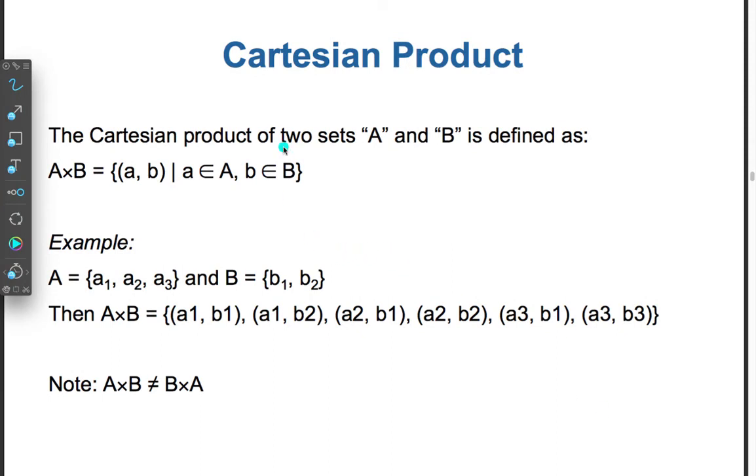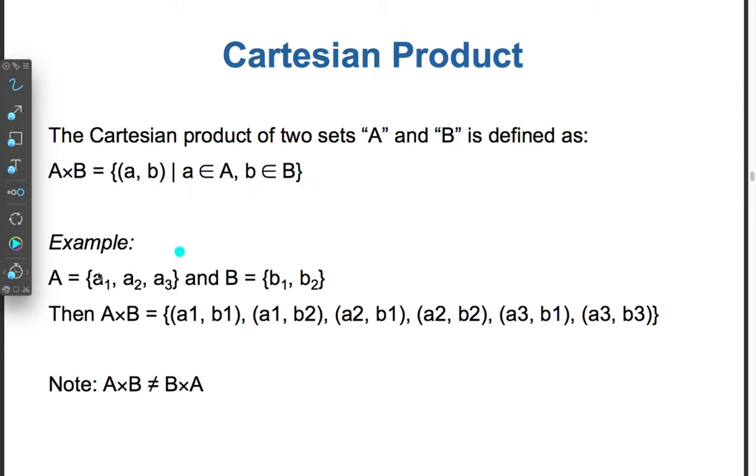Here, Cartesian product. Now, how to find the Cartesian product? The Cartesian product of two sets A and B is defined as A × B equals (a, b) such that a belongs to A, b belongs to B.